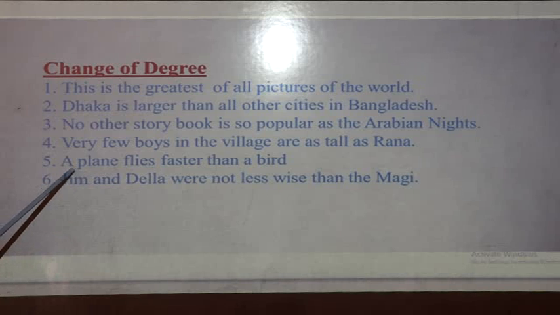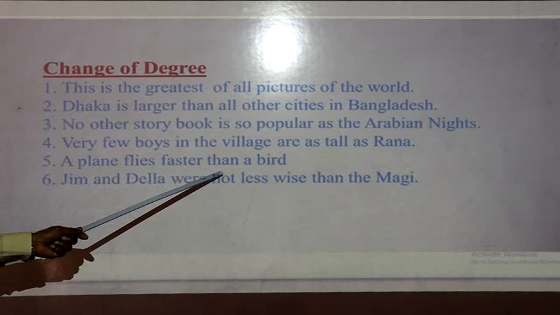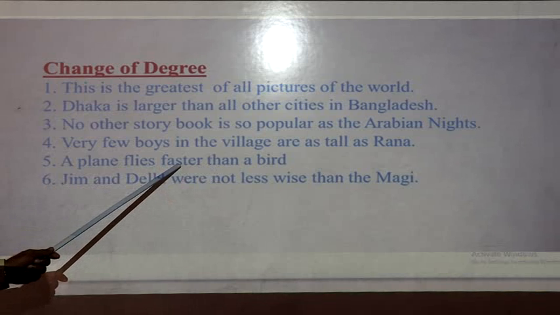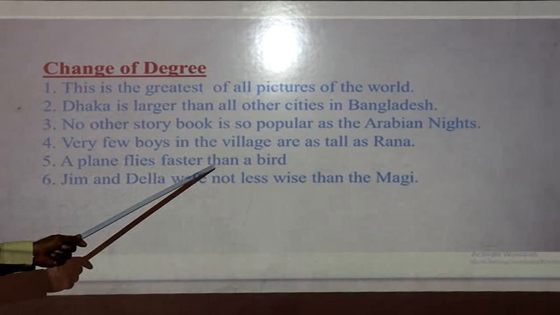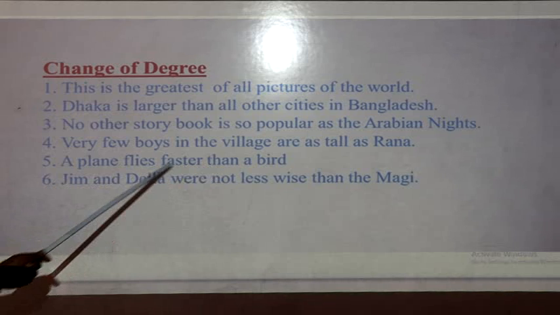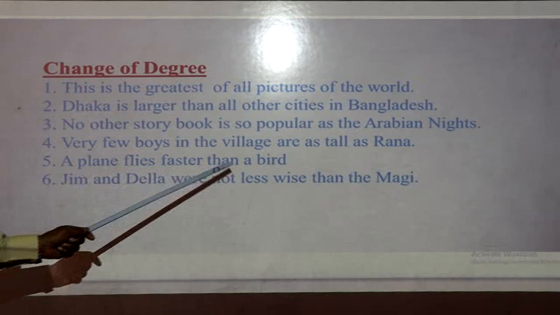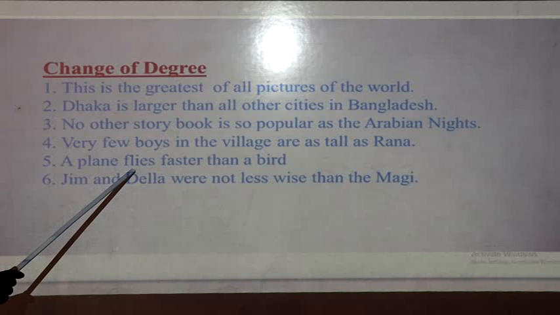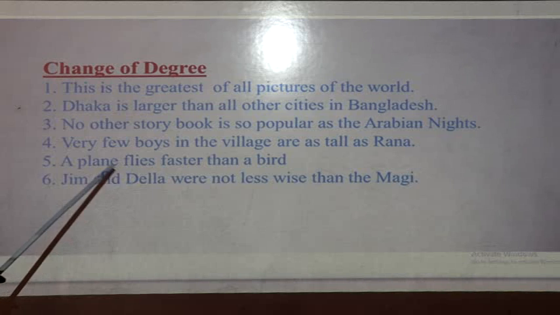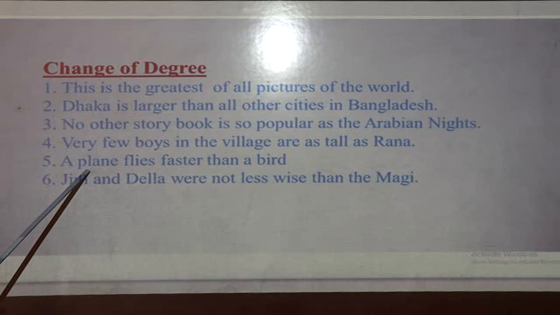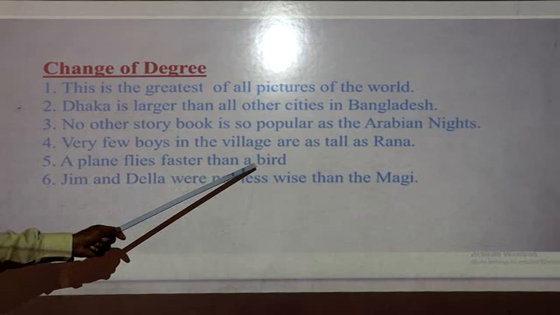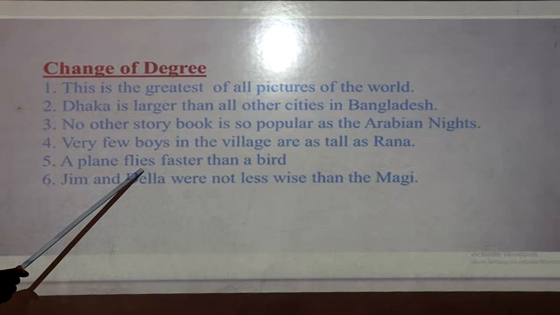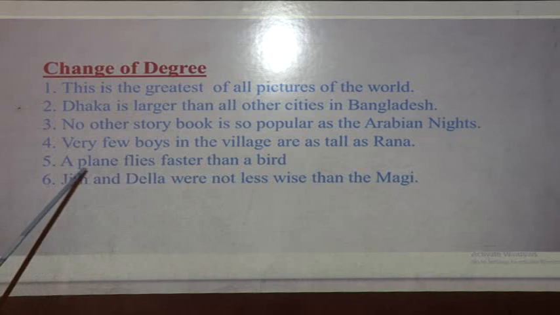Number 5, A plane flies faster than a bird. There is the use of faster and than, so it is comparative degree. Make it positive. A bird does not fly as fast as a plane. It is positive degree.